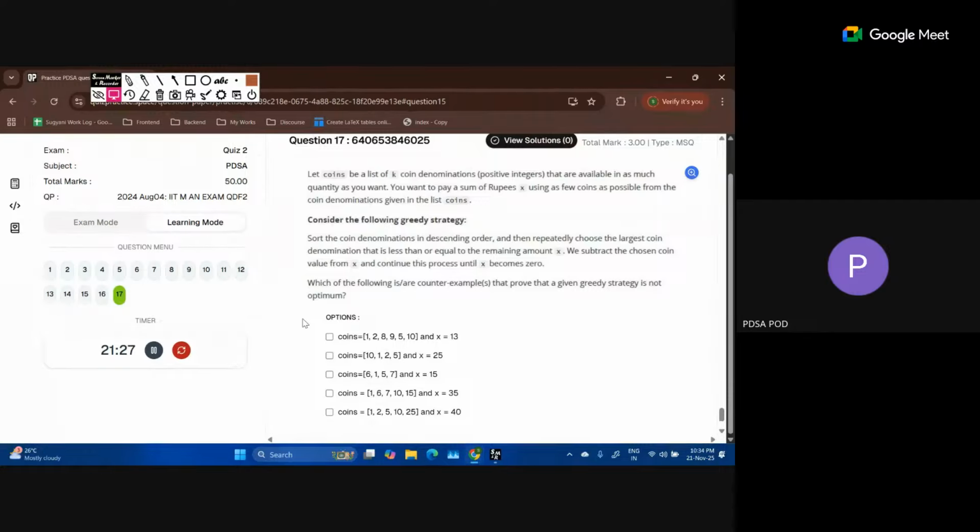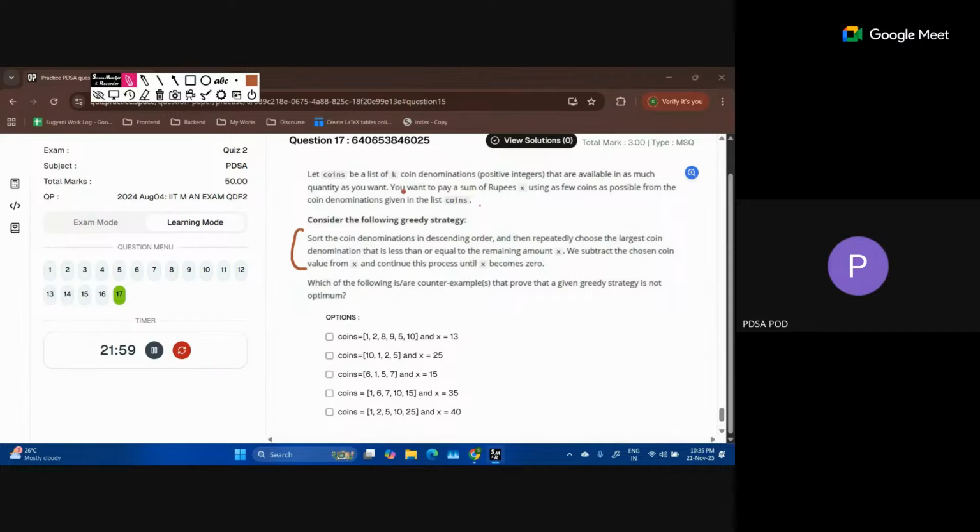This is a really good question. What is happening here is something different from the other problems that you have solved. You are given the greedy strategy. This is an algorithm that is given to you to solve this problem. You have to tell which of these inputs, when you apply the algorithm, doesn't give you the correct answer, the optimal solution.